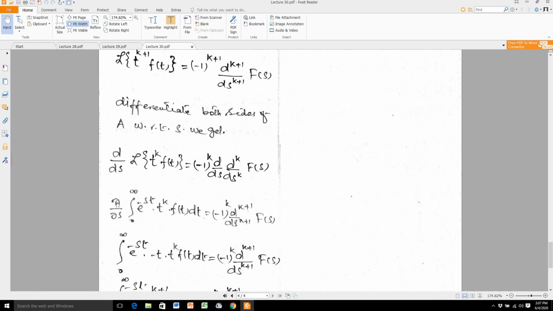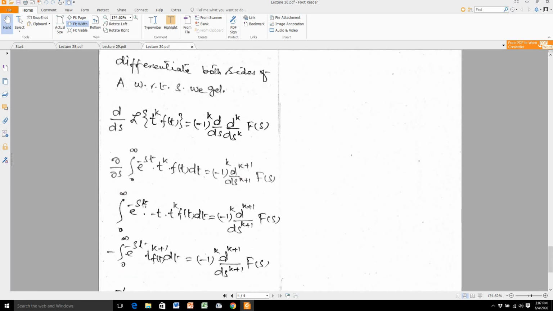Here I am taking the derivative inside and taking the derivative of this exponential function. It becomes e raised to the power minus st, minus t, e raised to the power minus st, and the derivative of minus st is minus t raised to the power k f of t dt is equal to minus 1 raised to the power k d raised to the power k plus 1 over ds raised to the power k plus 1 capital F of s. Minus integral from 0 to infinity e raised to the power minus st and t raised to the power, the bases are the same so powers add, t raised to the power k plus 1 f of t dt is equal to minus 1 raised to the power k and the (k plus 1)th derivative with respect to s of capital F of s.